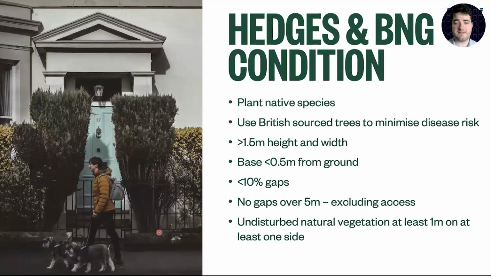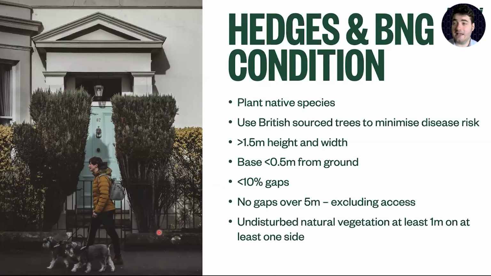Native British source trees are really useful, but the metric is going to be asking that those hedges are 1.5 metres tall and 1.5 metres wide. And you'll know whether that's achievable in your current design. Lots of gardens, especially front gardens, are not going to have space for a 1.5 metre width hedge, and that's going to impact your condition score. The base of these things should be half a metre from the ground, so design that into what you're doing.